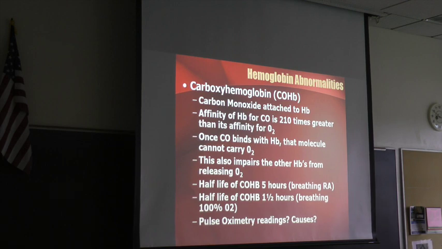Common hemoglobin abnormalities. There's 120 different types of hemoglobin abnormalities, and in respiratory, we typically deal with maybe four or five. One of them that we deal with is carboxyhemoglobin. It's when carbon monoxide is being inhaled and it gets into the blood. Carbon monoxide loves hemoglobin. And when it combines with hemoglobin, it does not let go. It hangs on. It takes the body about 24 hours to get rid of extra carbon monoxide from the blood, or carboxyhemoglobin. So it hangs on really tight.